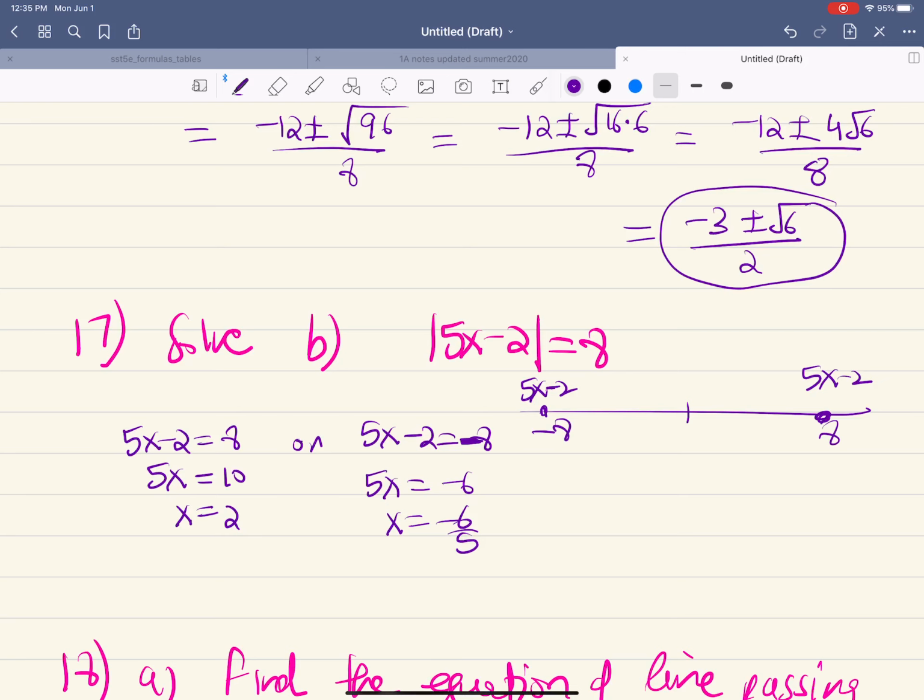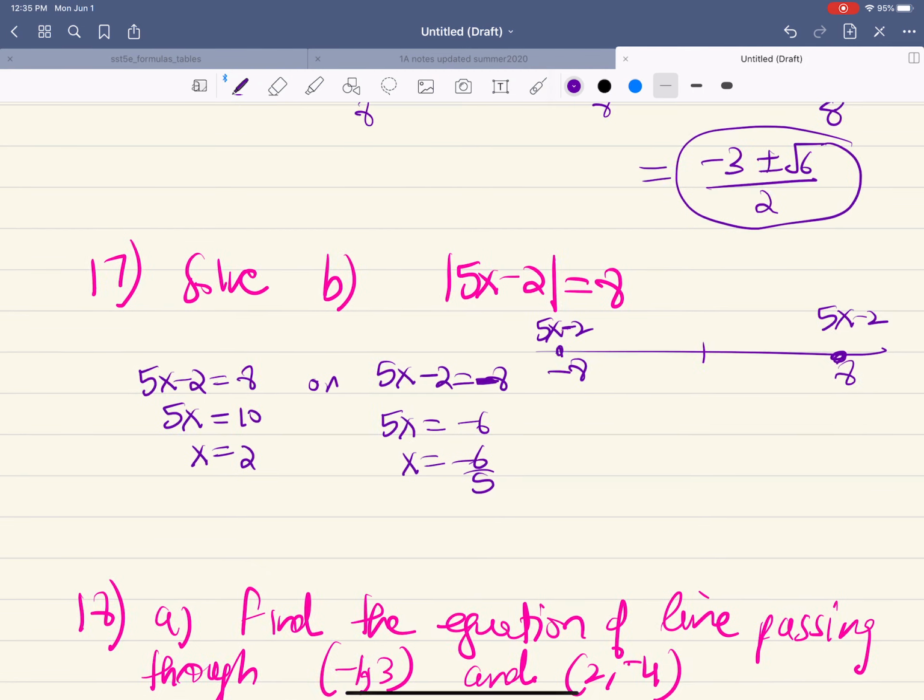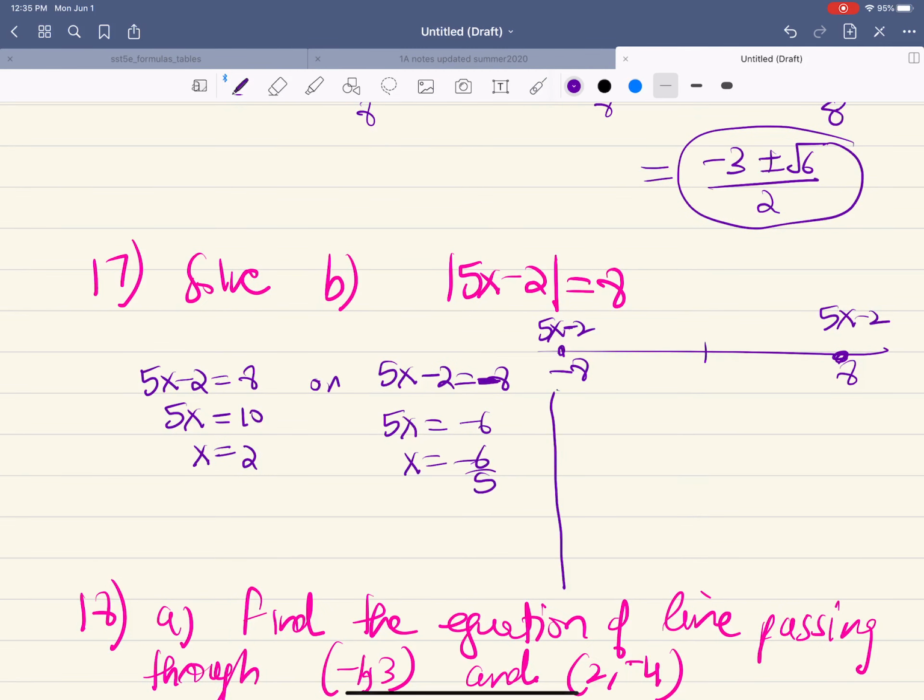Okay, I also want to do number 16. I believe I did not copy it down here, but I want to do number 16 as well, part A, which is solve the inequality x squared minus 2x minus 3 less than or equal to 0. How do we solve a quadratic inequality?